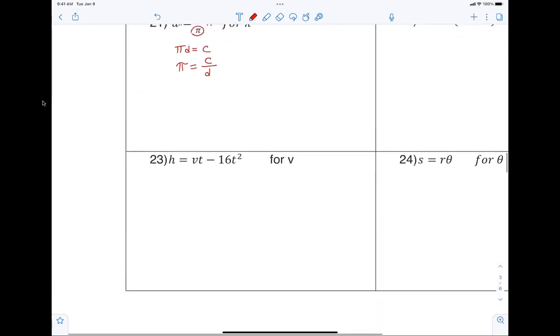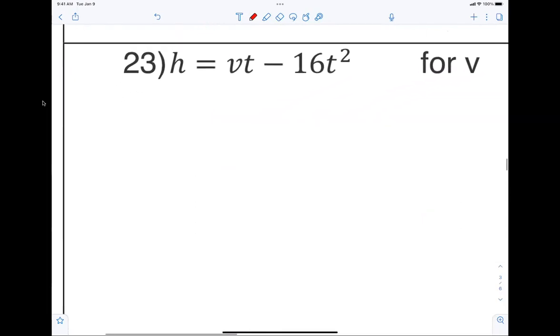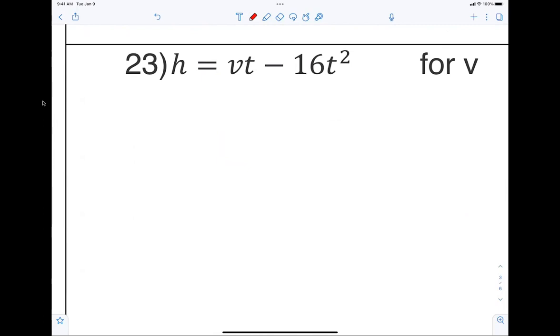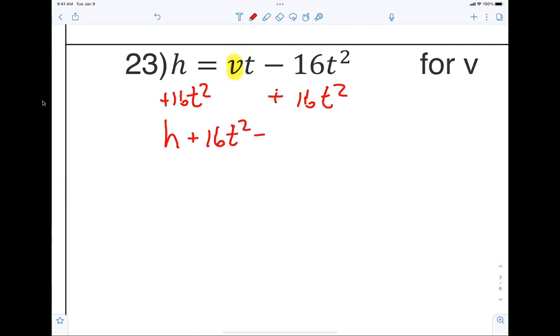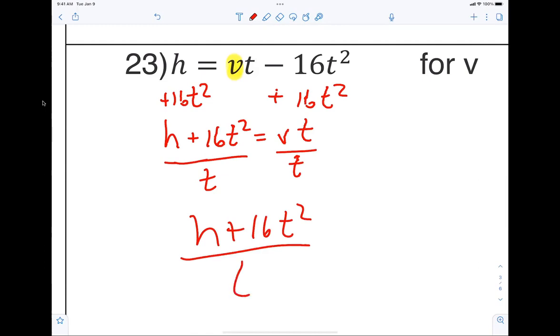Let's take a look at 23. What do I need to do on 23? We're trying to isolate V. Add 16 T squared. So H plus 16 T squared equals VT. Now what do I do? Now you divide by T. So that'd be H plus 16 T squared over T equals V. That's exactly correct. Guys, that's not that bad.